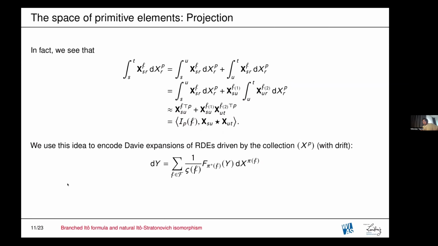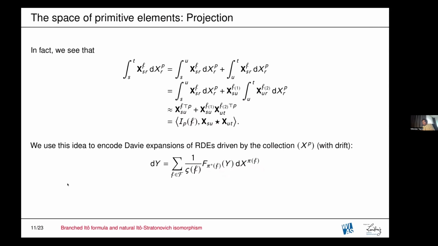And we use this idea to encode Davie expansions, so solutions to differential equations in a bit more general sense than what we started with before, where the driver now can not only be X itself, but can have vector fields in the direction of the primitive elements. So again, this is building on the idea of Itô calculus, where I could have some sigma in front of the Brownian motion, but I could also have some mu in front of the quadratic variation. So this is a more general equation than the one I showed you in the beginning, because now we are able to handle, and we actually know that we can integrate against, more things than just the base path. So that's the whole idea.